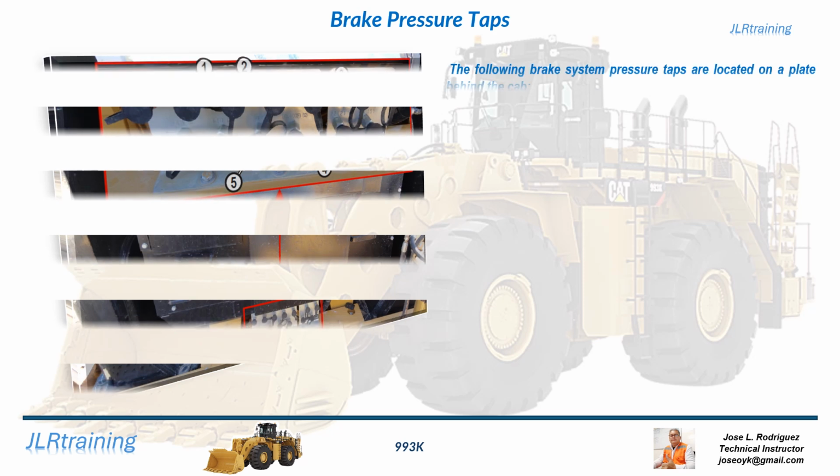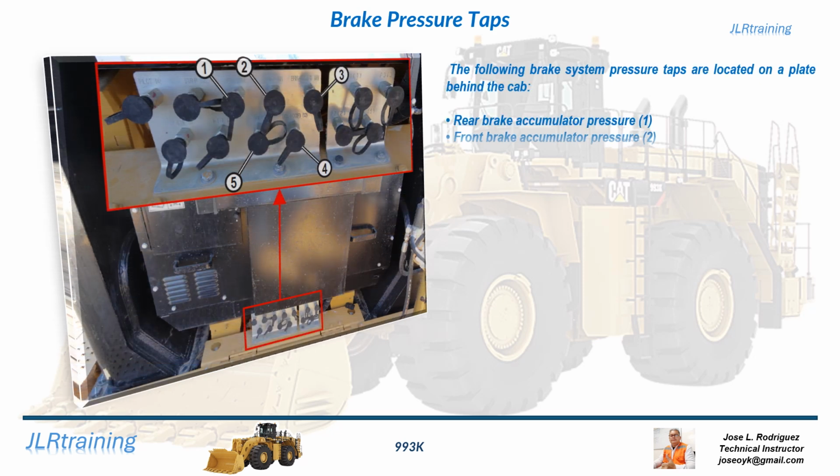Brake pressure taps. The following brake system pressure taps are located on a plate behind the cab. Rear brake accumulator pressure, 1. Front brake accumulator pressure, 2. Rear brake pressure, 3. Front brake pressure, 4. Brake pump discharge pressure, 5.